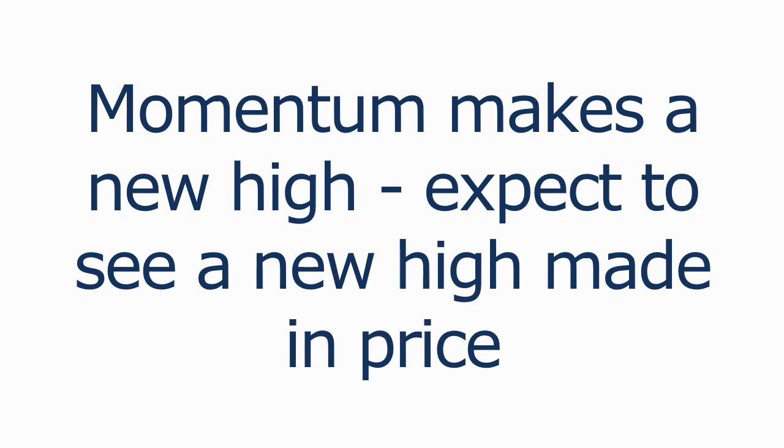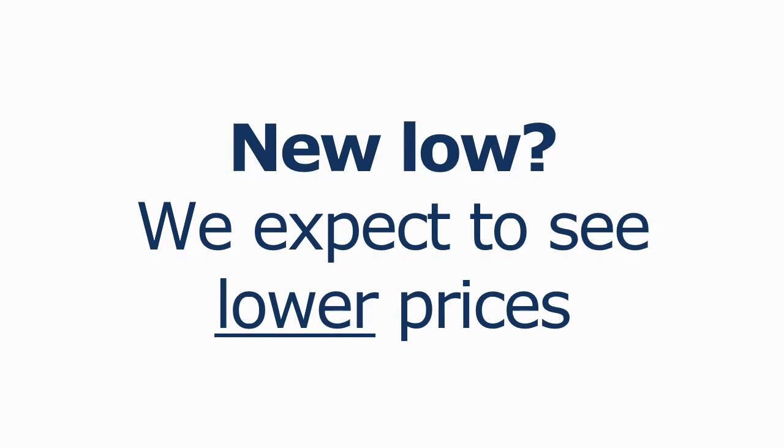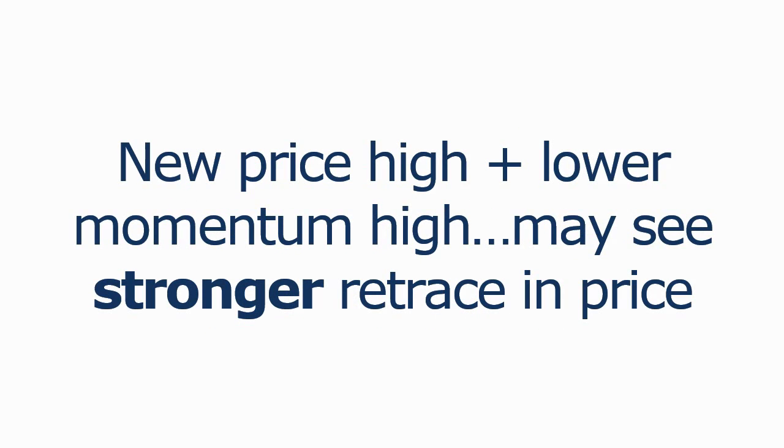So you can have some rule of thumbs when you're using this indicator. And one is, if the momentum makes a new high, we expect to see a new high made in price. So we want to buy the next pullback. If a new low is made in the indicator, we expect to see lower prices, so we're going to short that next move that goes up. If a new price high is made, but a lower momentum high is made, loss of momentum. And this is known as bearish divergence. We might see a stronger retracement in price.